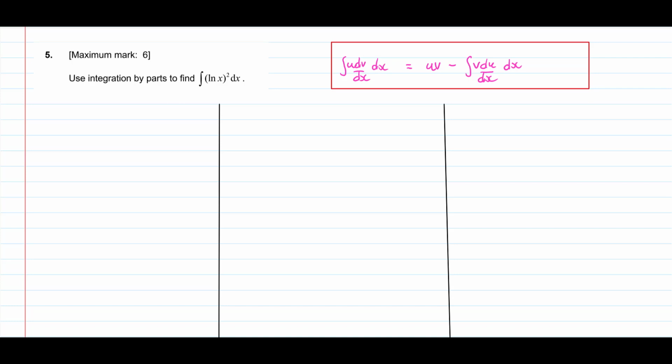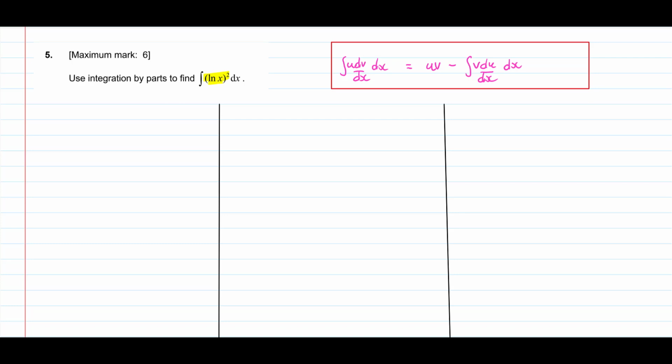Question 5, we're going to use integration by parts to find the integral of (ln x) squared. So up the top here in this red box, I've got the formula for integration by parts, and we use integration by parts when we want to take the integral of the product of two functions, and we'll call them u and dv by dx, where u and v are both functions of x. So there's a couple of ways we can approach this problem.